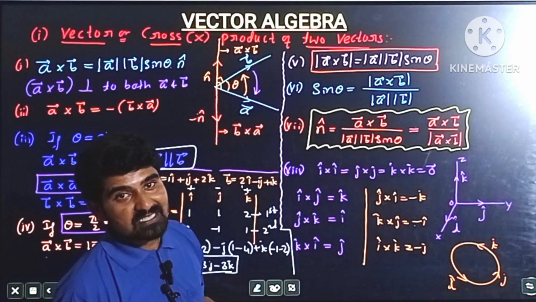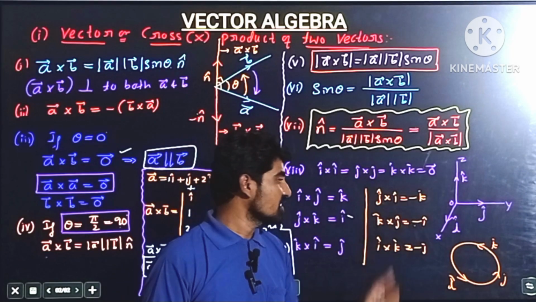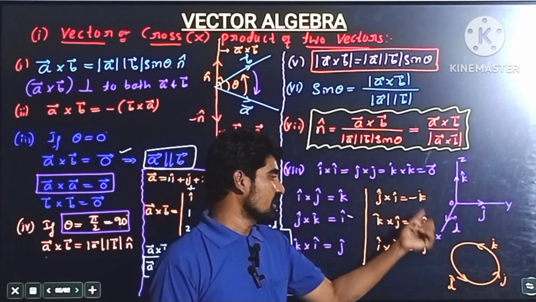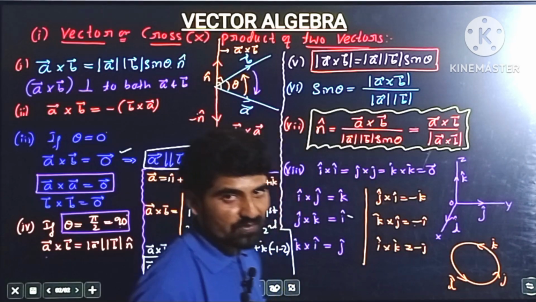So if we change the direction, the sign of the vector changes. Therefore, j cross i is equal to minus k cap, k cross j is minus i cap, and i cross k is minus j cap. I hope all of you understood.